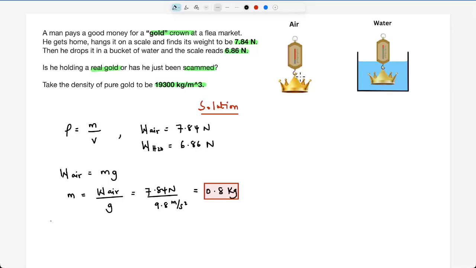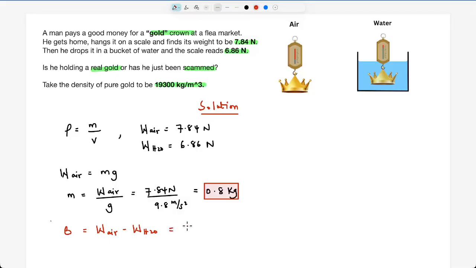Whenever you submerge an object in a fluid, it experiences an upward force, which we call the buoyant force. We can calculate the buoyant force using the formula: the weight of the crown in air minus the weight of the crown in water. So if we know the weight in air and the weight in water, we can calculate the apparent weight of this crown, which is the buoyant force. And according to Archimedes' principle, this buoyant force has to be equal to the weight of the fluid displaced.